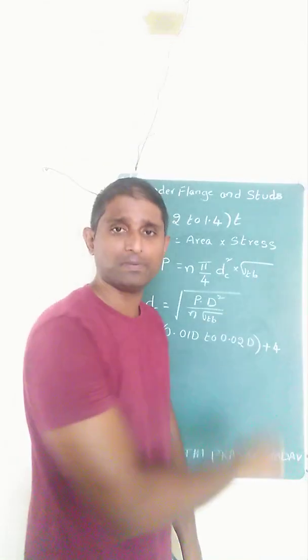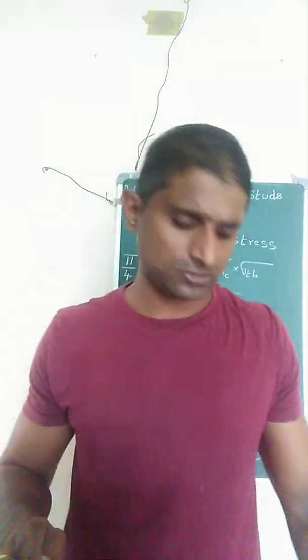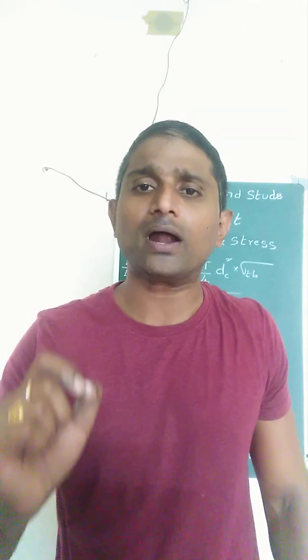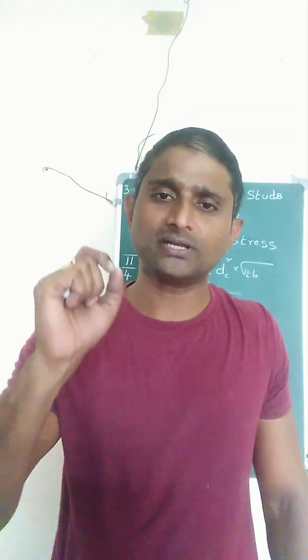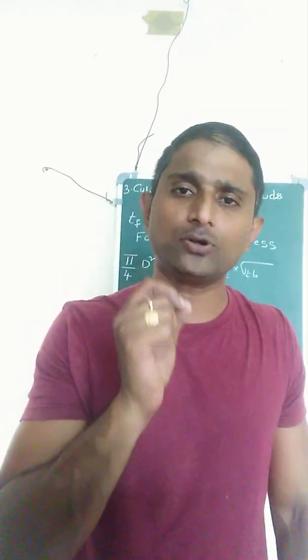And sigma suffix Tb, its value is also given in the data book. It is in the range of 80 to 100 Newton per mm square. Allowable tensile stress of bolt material is 80 to 100 Newton per mm square.